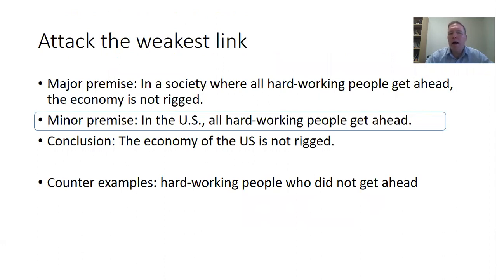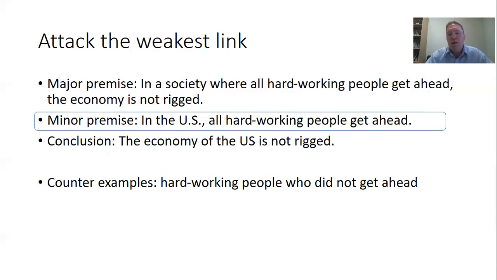Pretty clearly, you're going to have to attack the minor premise. The major premise seems true. If all hardworking people get ahead, well, you can't call the economy rigged. Everybody's getting ahead if they work hard, and the only people who don't get ahead are the people who don't work hard. It's not rigged, okay? The minor premise, though, is problematic.